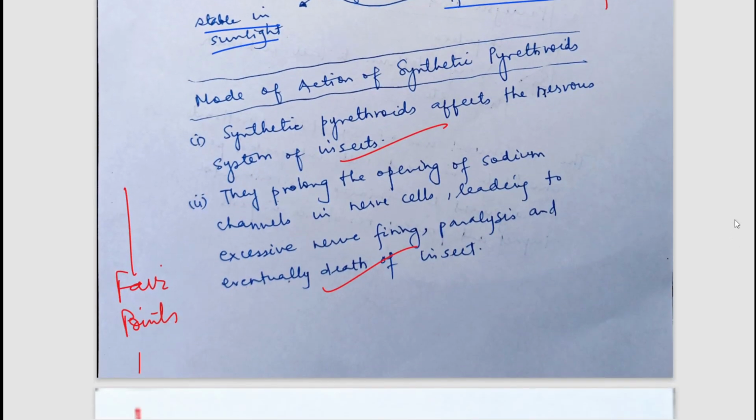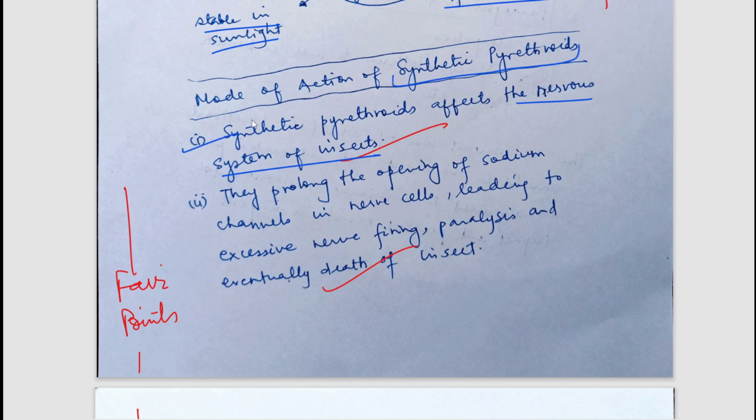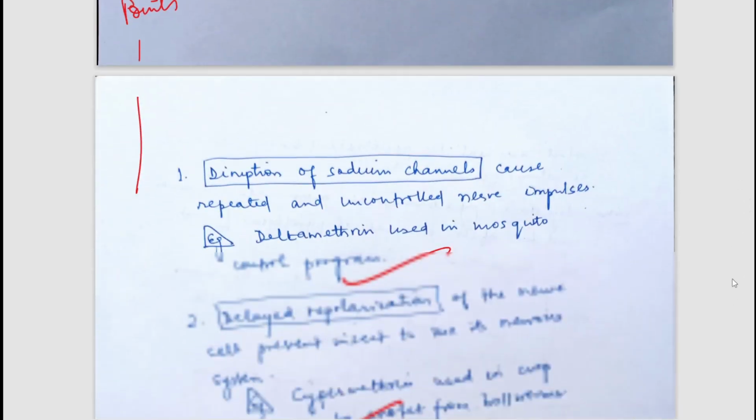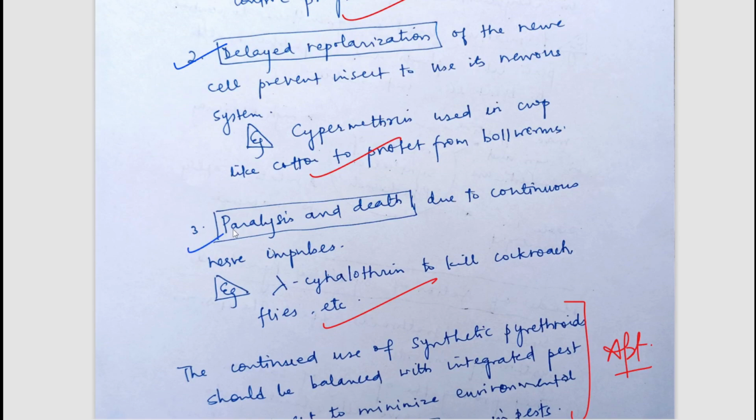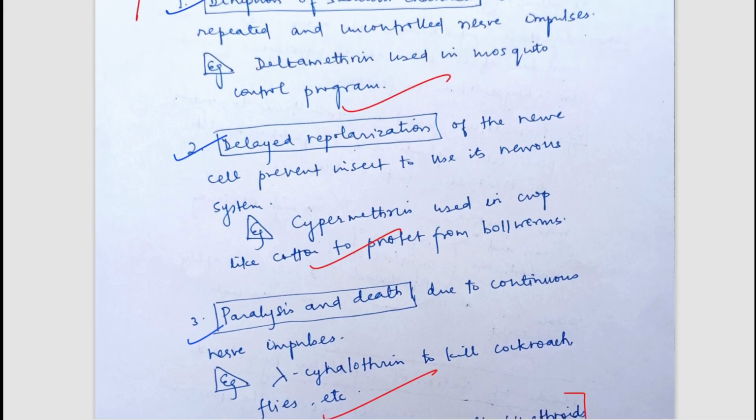Now, what is its mode of action? It affects the nervous system of the insects. Generally, we all know there are various insects which sometimes develop resistance towards pesticides, so there also these pyrethroids have been highly used. First of all, it affects the nervous system. They prolong the opening of sodium channels in nerve cells, leading to excessive nerve firing, paralysis, and eventual death of the insect. They also lead to disruption of sodium channels and delayed repolarization, and eventually to paralysis and death. And you can see examples have also been mentioned.